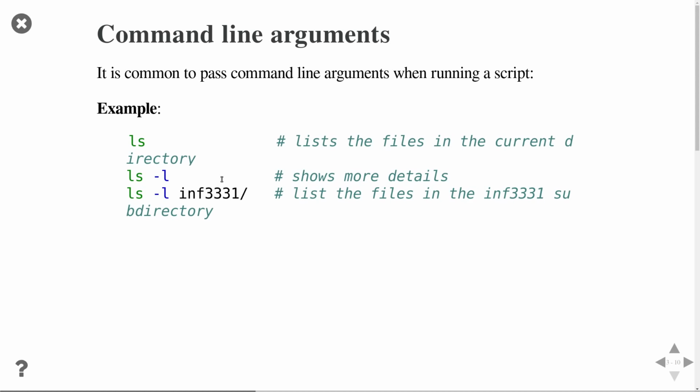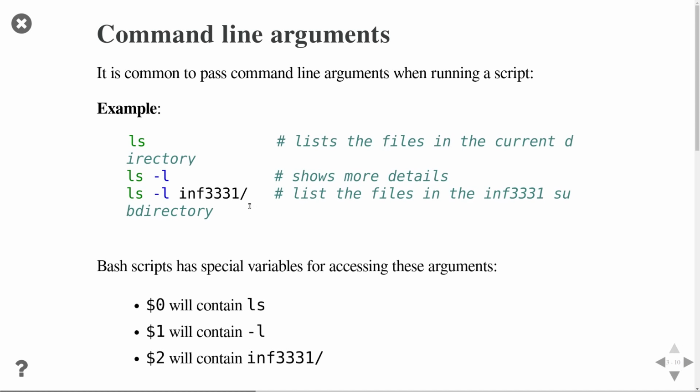And then you can use ls -l, and that will change the formatting of the listing format to show some additional information. Or you can add 2 arguments. You can execute ls -l and then the directory name, and that will show the content of that subdirectory. So how do you handle these in bash scripts?